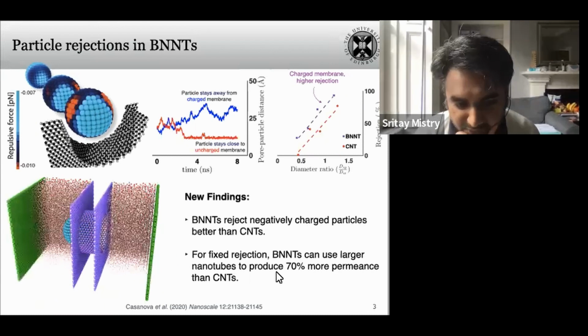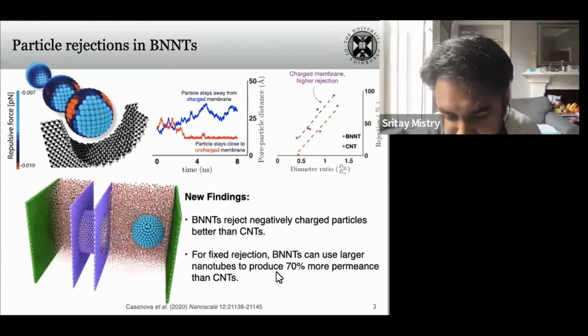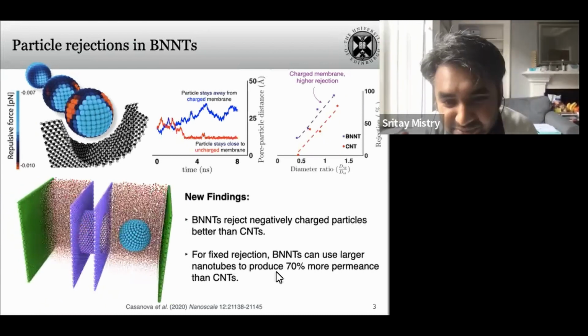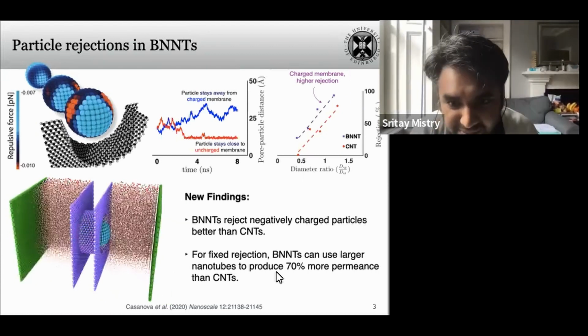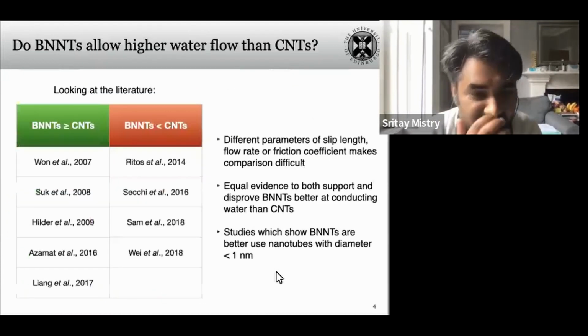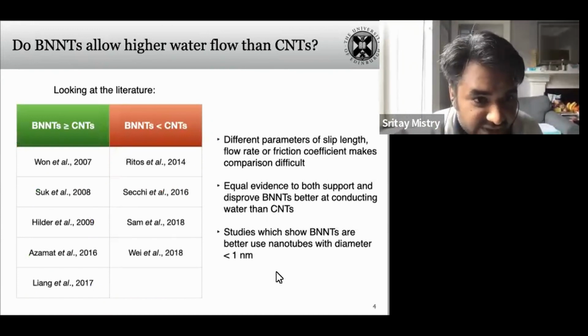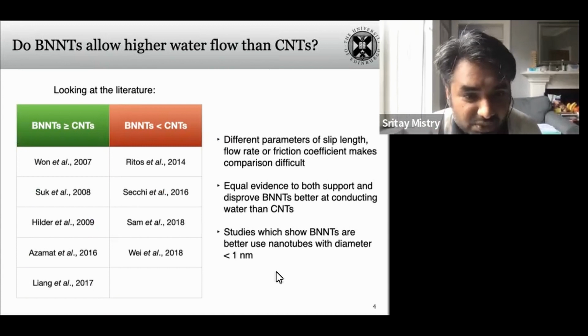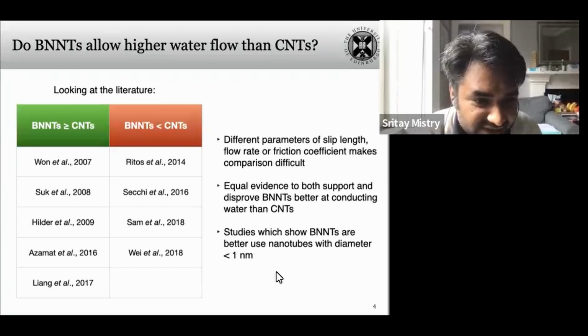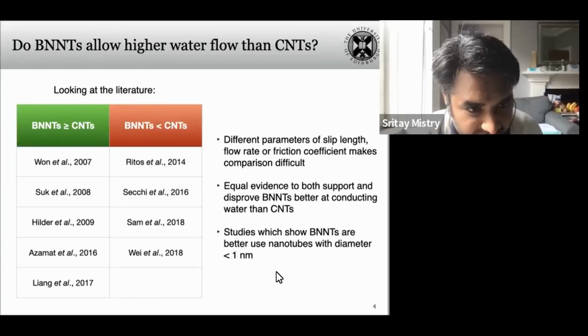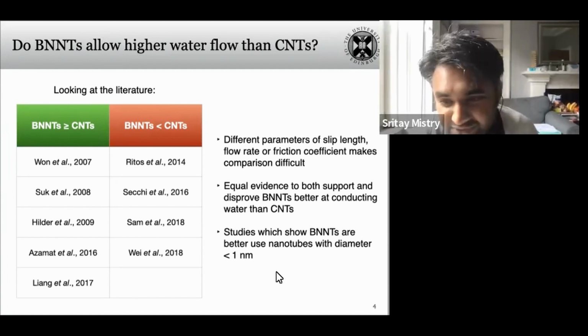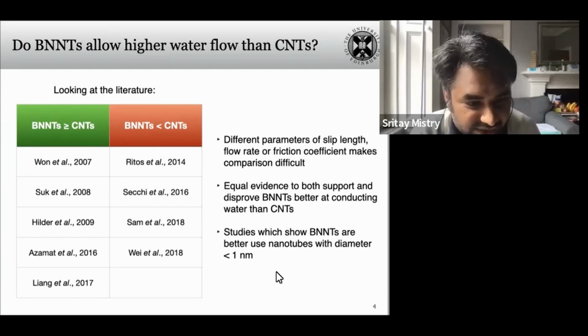But before we go into how a BNNT rejects a particle, there are some more basic questions about BNNTs which have not been answered. And the most basic question is obviously, how fast does water flow through BNNTs? Does water flow through BNNTs faster than the CNTs, or is it slower? And if you look at literature, there's enough supporting evidence on both sides. I mean, you can cherry pick your data.